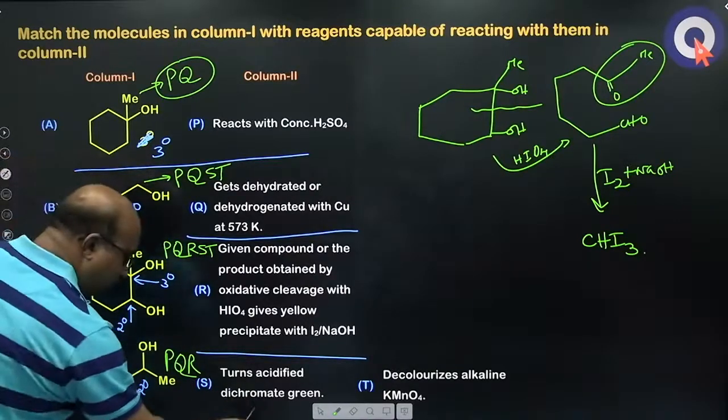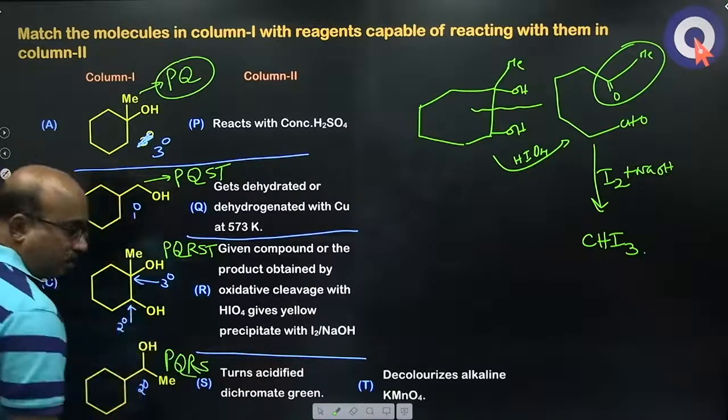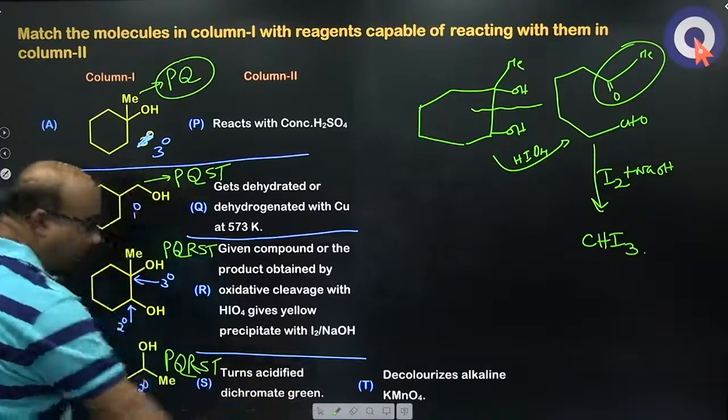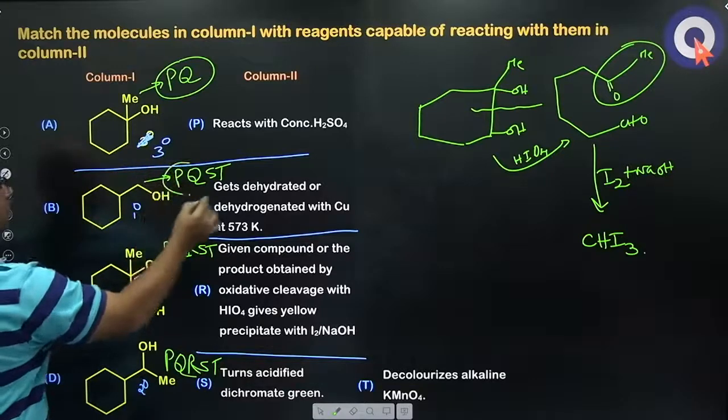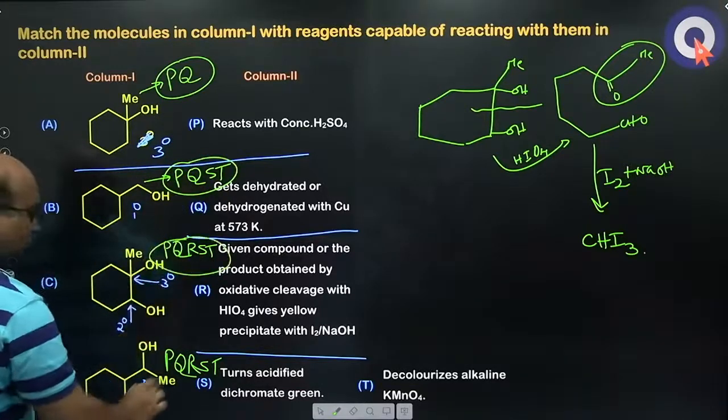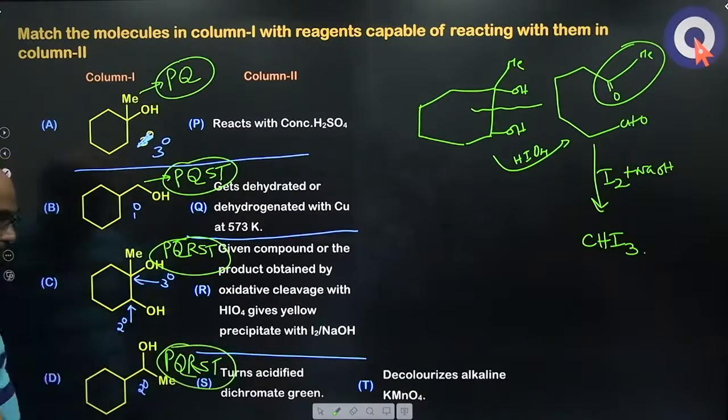Then it turns green. This decolorizes. So it is PQ, this is PQST, this is PQRST, this is PQRST. Okay.